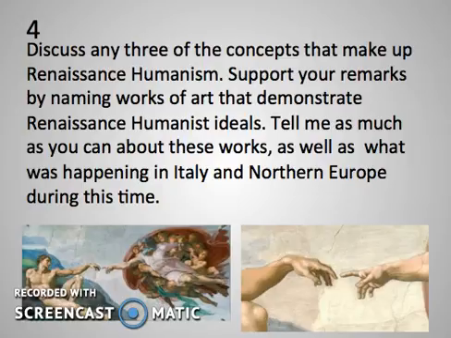Now, I bet you found this question challenging. You were supposed to, right? So I asked you to discuss any three elements, concepts that make up Renaissance humanism. Support your remarks by naming works of art that demonstrate humanist ideals. Tell me as much as you can about the works, as well as what was happening in the regions that they were from.